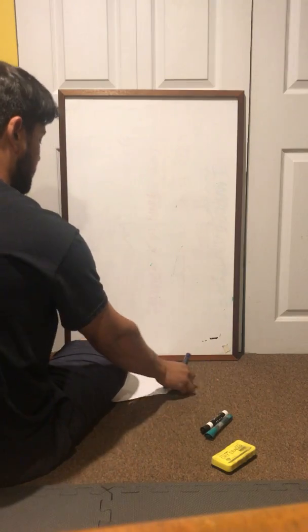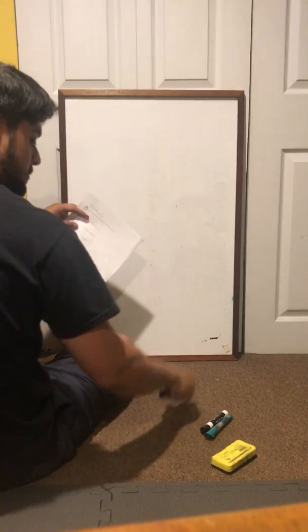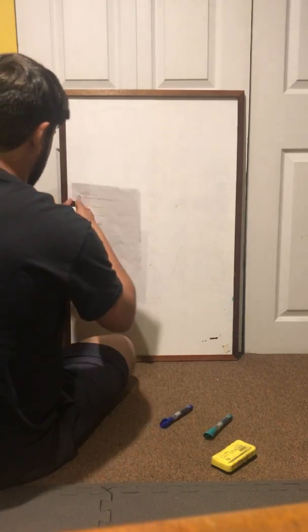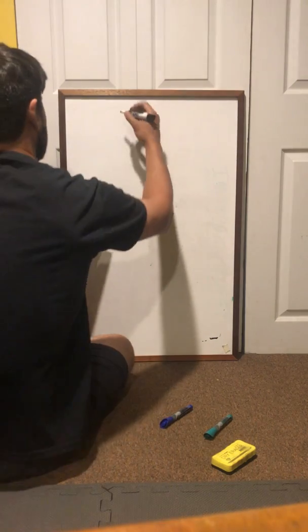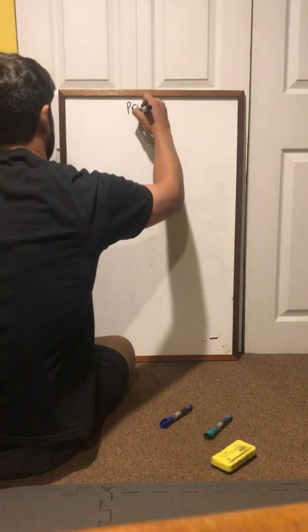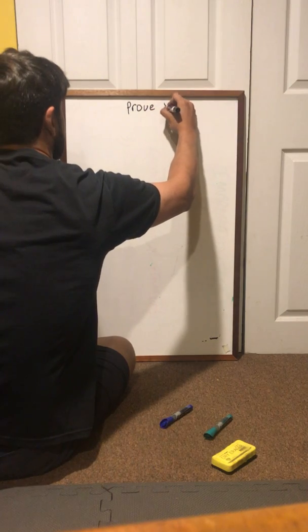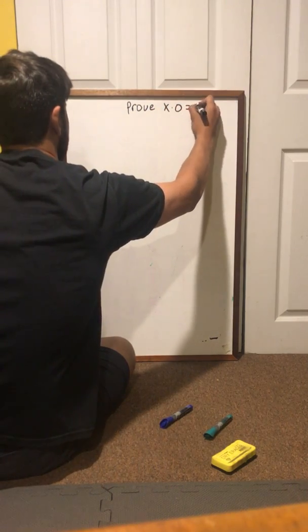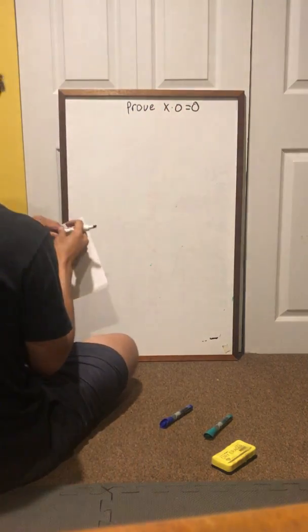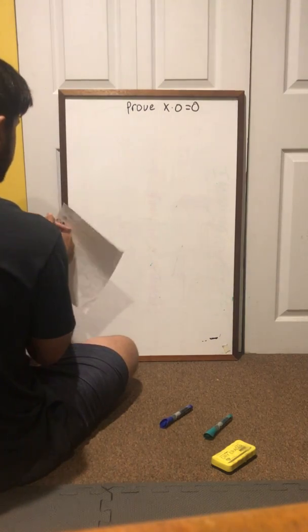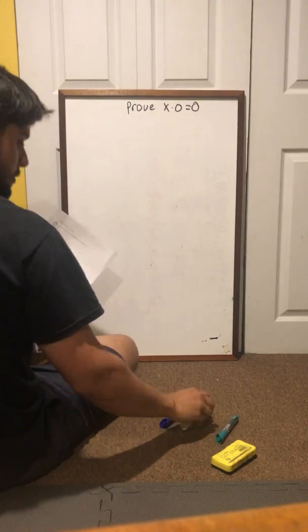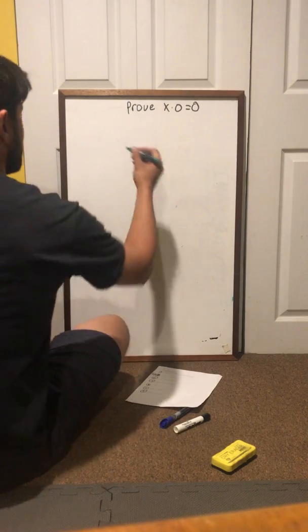So the third one we're going to prove, we'll write it in black at the top. Prove x times 0 equals 0. Okay. Let's go through the definitions to start.